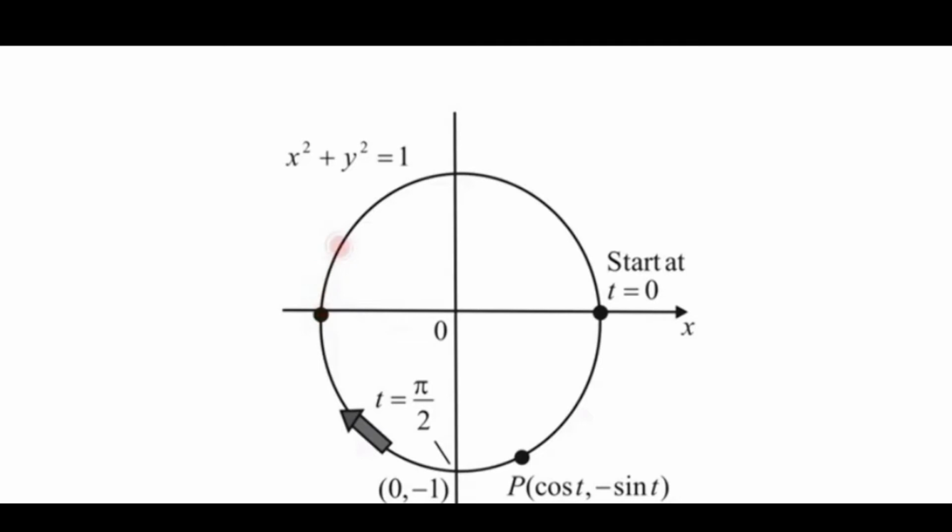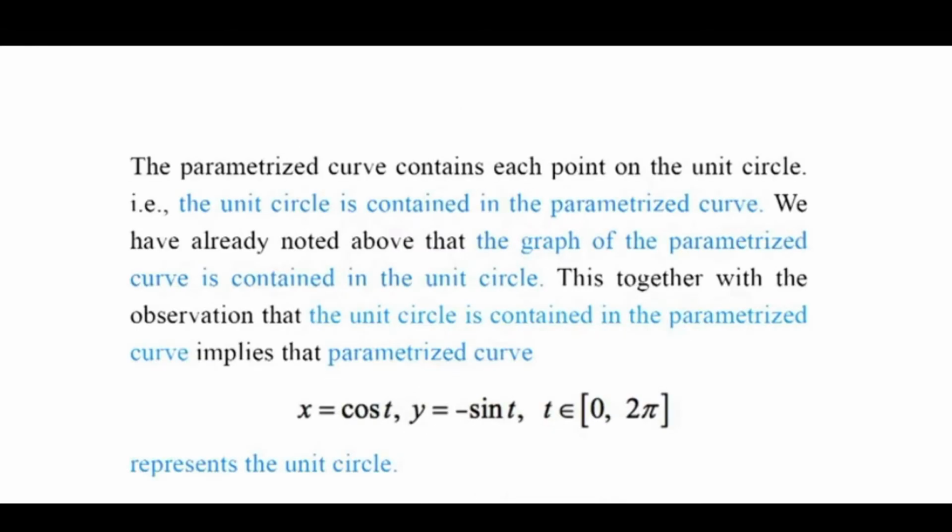When t increases from pi to 2 pi, the particle continues its motion around the circle in the clockwise direction to stop at (1, 0). Thus, when t increases from 0 to 2 pi, points on the parameterized curve move in the clockwise direction along the circle, starting from (1, 0) and reaching back at the same point (1, 0). This shows that the parameterized curve contains each point on the unit circle. That is, the unit circle is contained in the parameterized curve.